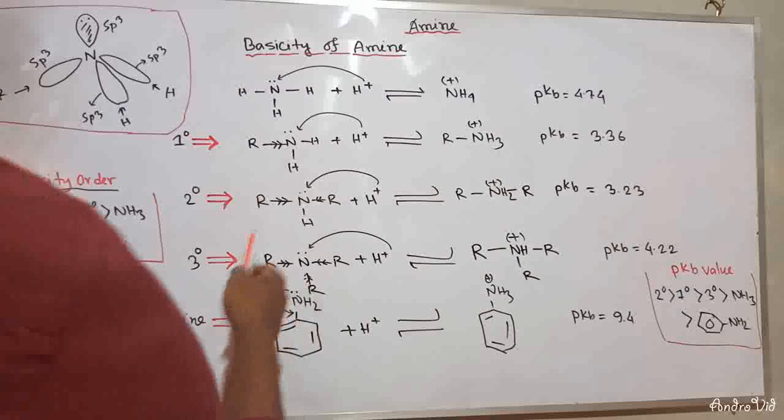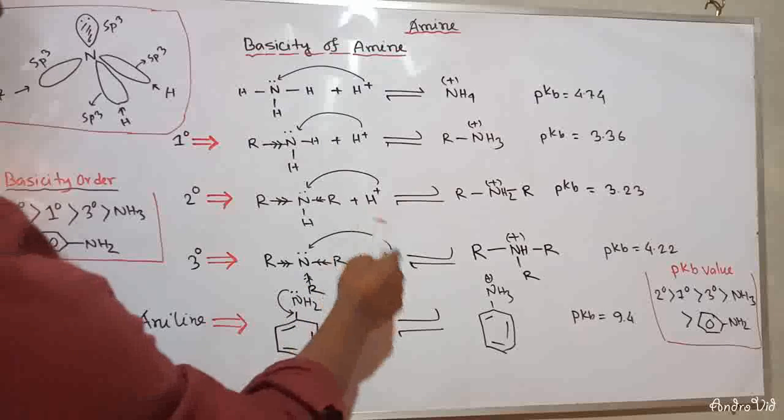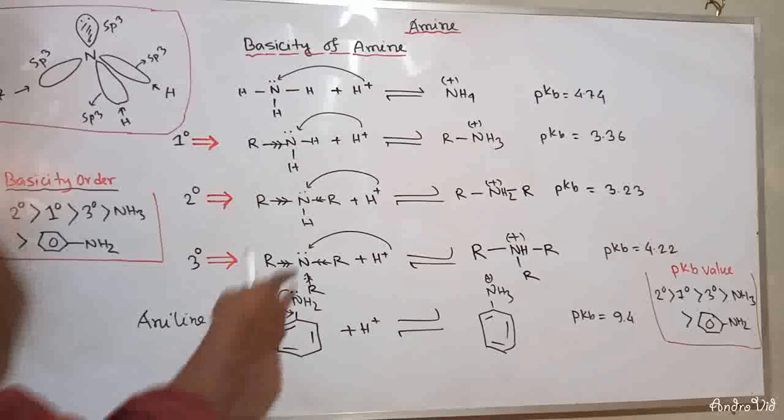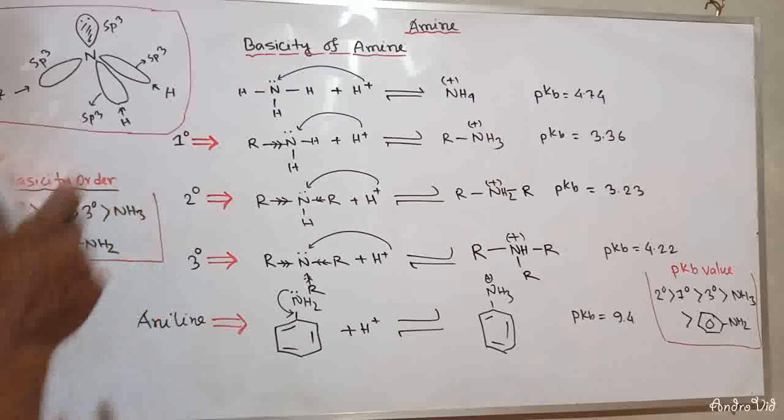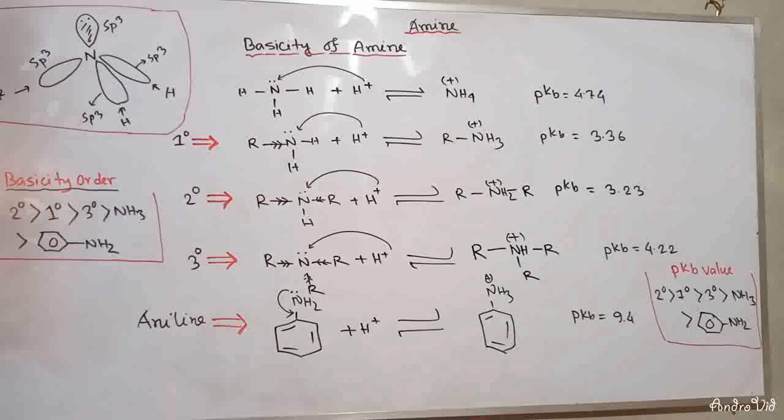As three bulky groups are attached to the nitrogen atom, there is trouble for the proton to attack the nitrogen atom. It cannot attack easily as three bulky groups are present around it. So steric hindrance acts here, and that's why the proton cannot easily attack this nitrogen atom, though it has the greatest electron density among 1 degree, 2 degree and 3 degree amines. That's why the basic character of that compound is reduced.